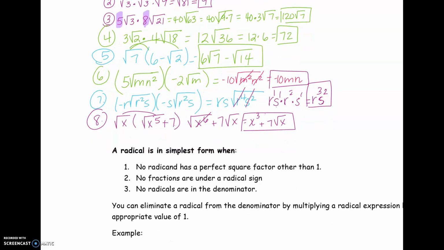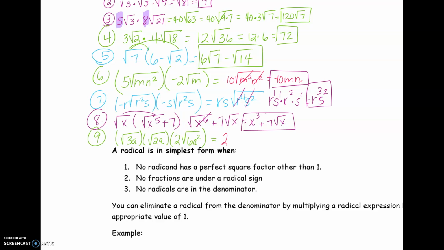Let's see, I think I can squeeze number 9 in here before we go to the next little section. The square root of 3a times the square root of 2a times 2 times the square root of 6a squared. All right, so I'll do the outside first. 1 times 1 times 2 is 2.